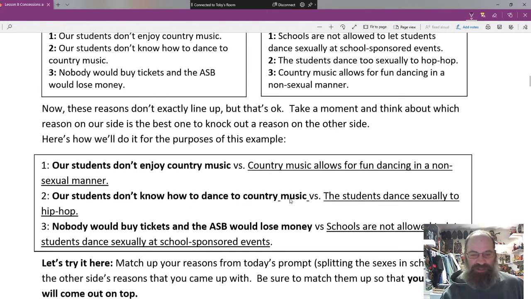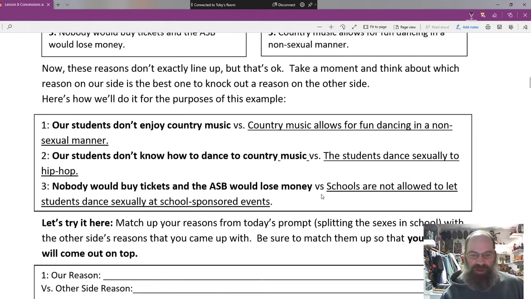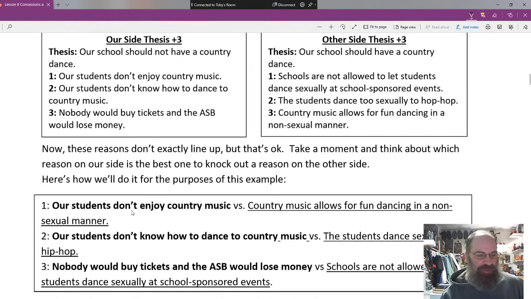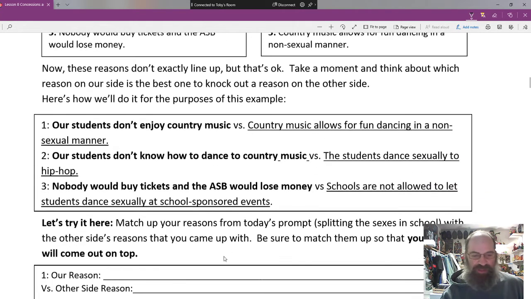Our students don't know how to dance to country music. First, the students dance sexually to hip-hop. Nobody would buy tickets, and ASB would lose money, versus schools are not allowed to let students dance sexually at school-sponsored events. So you notice how it doesn't really matter if it allows for fun dancing if they don't like the music. Our students don't even know how to dance to country music versus students dance sexually to hip-hop. So they wouldn't. So these things become irrelevant when you look at these. So nobody would buy tickets. Schools are not allowed to let students dance sexually at school-sponsored events. This becomes irrelevant when you look at these reasons, and that's what you're trying to do.